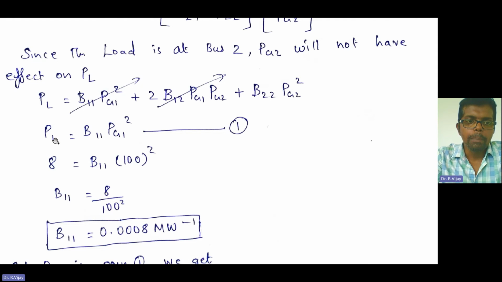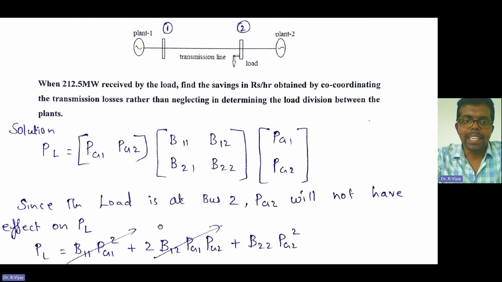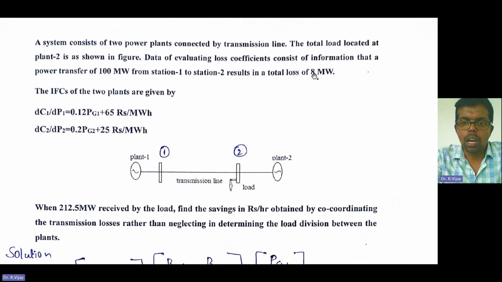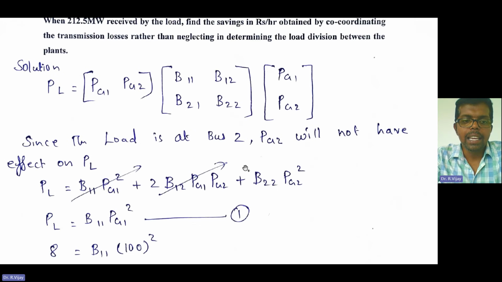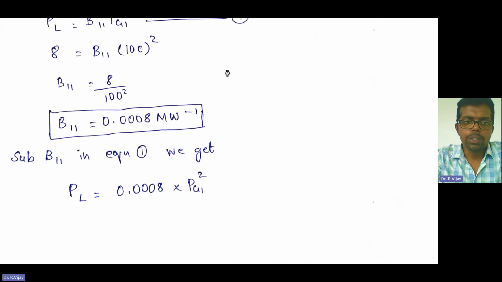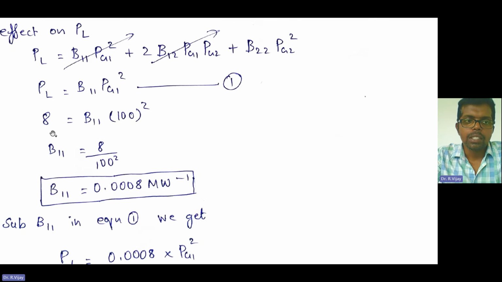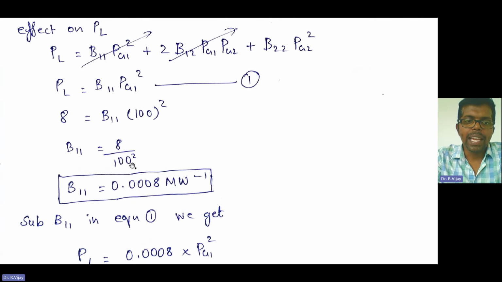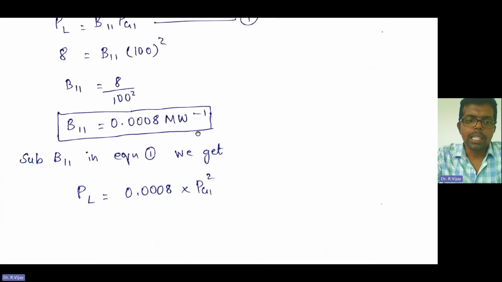Here PL is given in the problem as 8 megawatt. So the total loss given is 8 megawatt. So here you need to substitute 8. So PL is 8, B11 as it is, PG1 squared. PG1 is 100, so 100 square. So B11 is equal to 8 divided by 100 square, that is 0.0008 megawatt inverse.